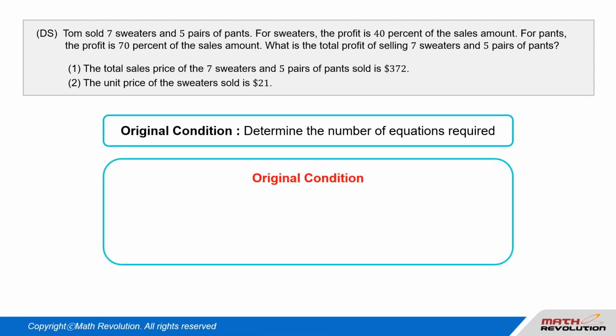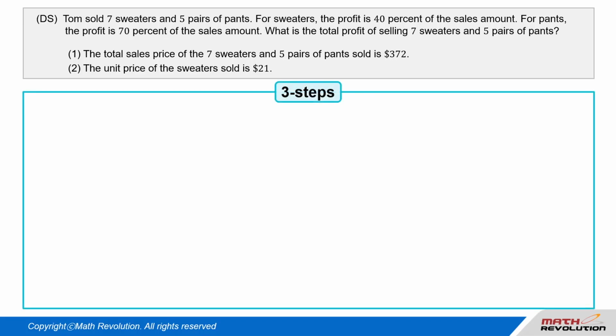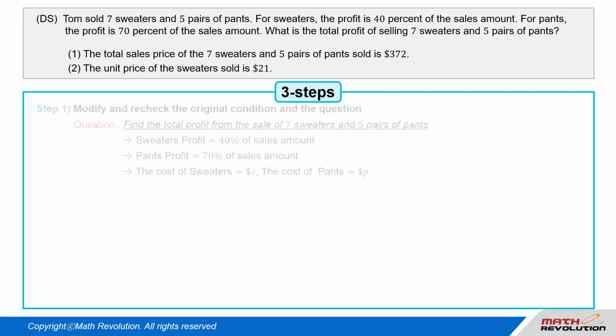In the original condition, if 2 more equations are needed, it is likely that the best answer is C. If 3 or more equations are needed, it is likely that the best answer is E. If 1 more equation is needed, it is likely that the best answer is D. Let's apply the 3 steps suggested previously.